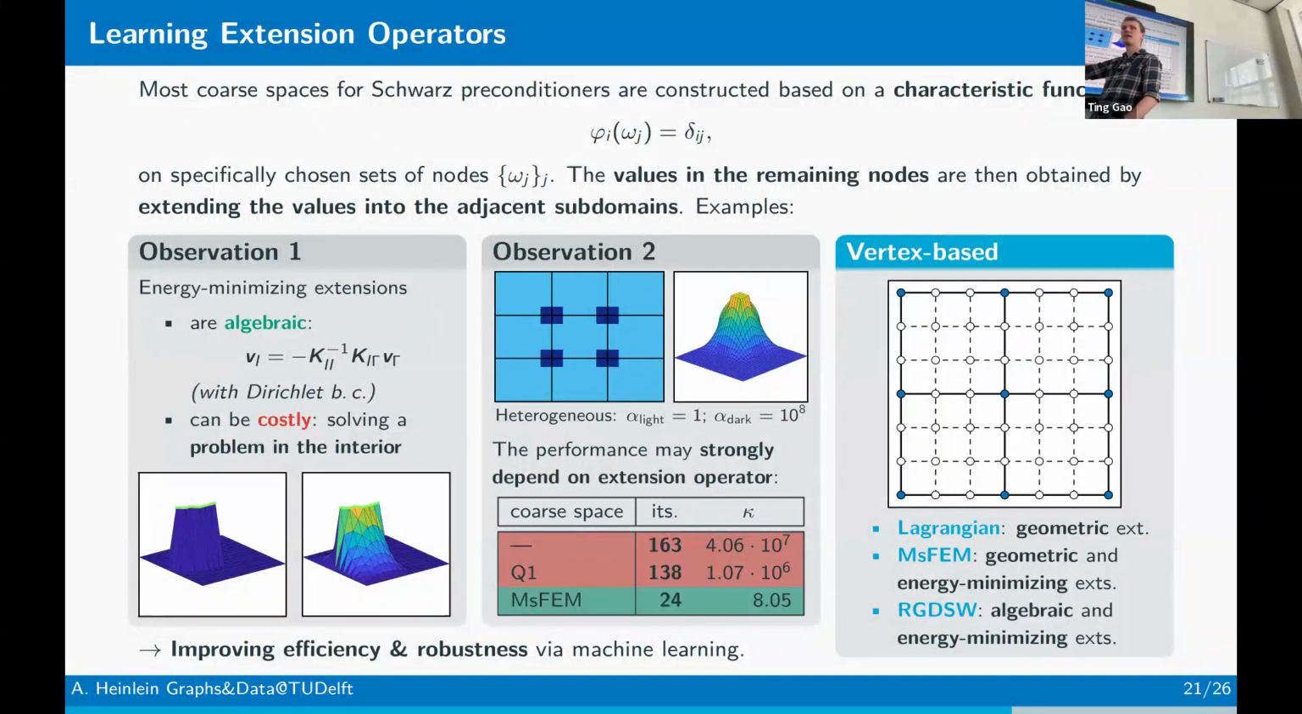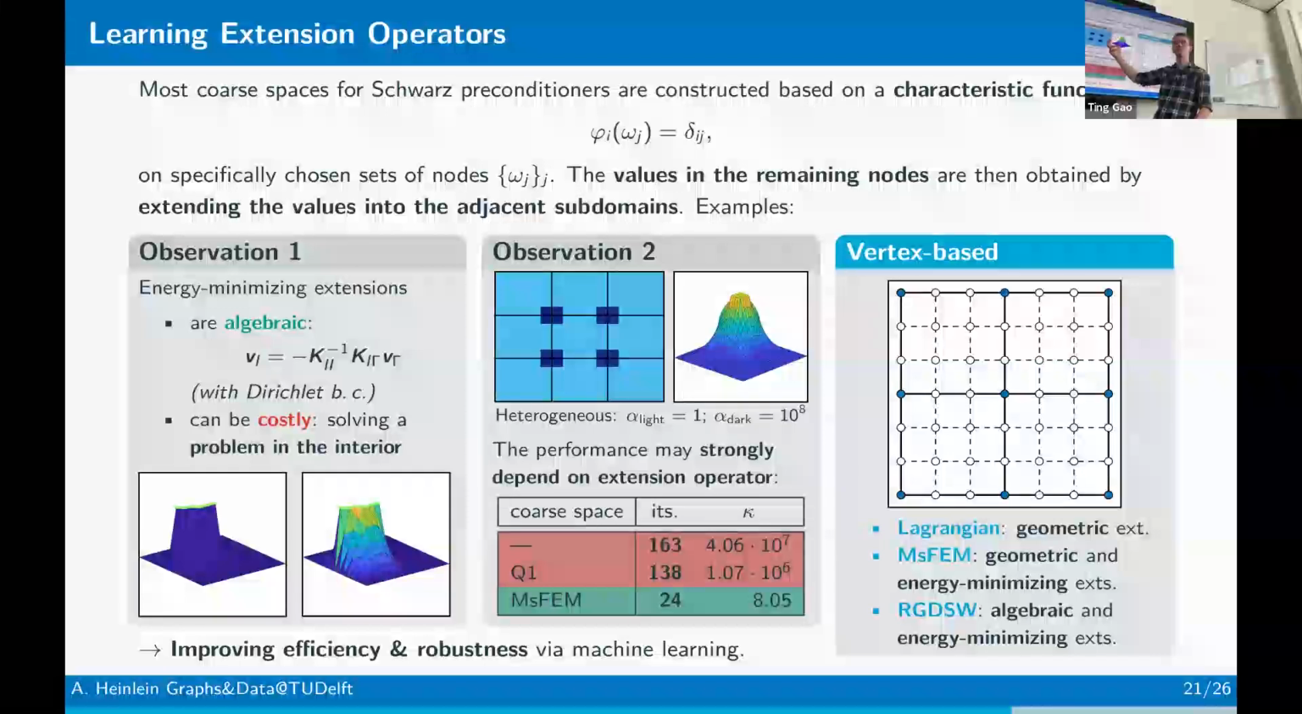And that problem is of the size of all the nodes which are inside one subdomain. That can be many, so we would like to make this cheaper. And at the same time, this is again maybe a little bit of a repetition. If you just take a standard coarse space, your convergence will maybe be slow. If you take something, for example, a function that corresponds to this coefficient.